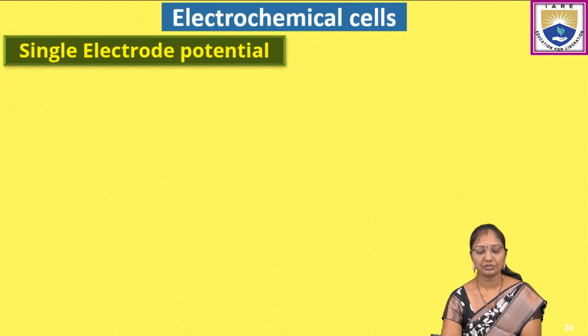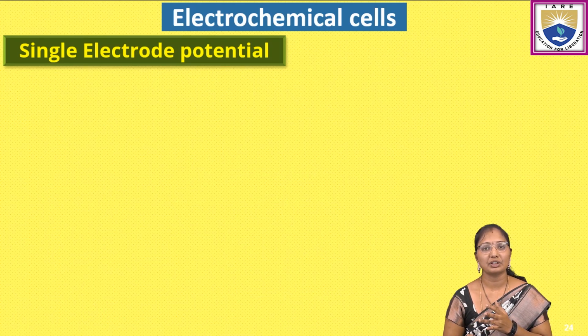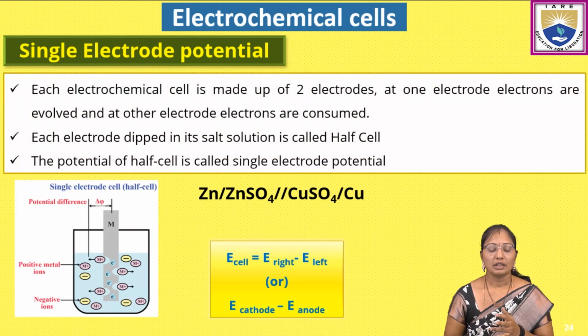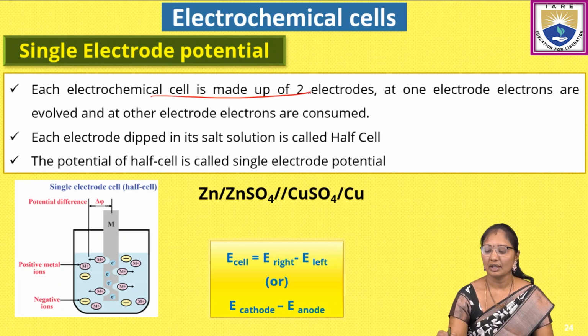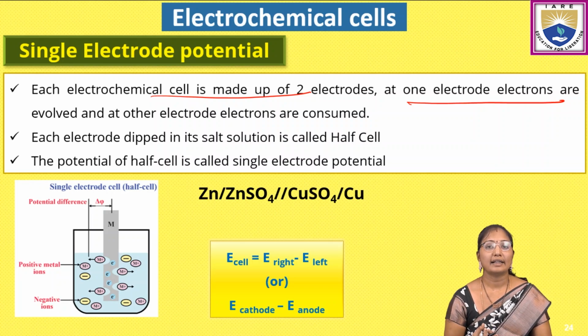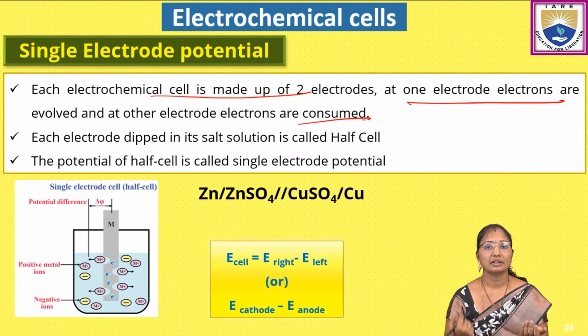So this electrode potential depends upon the concentration and the nature of the metal, electropositivity, and the temperature of the solution. Coming to the single electrode potential. Each electrochemical cell is made up of two electrodes. At one electrode, electrons are evolved. At another electrode, the electrons are consumed, meaning one is losing and one is gaining.